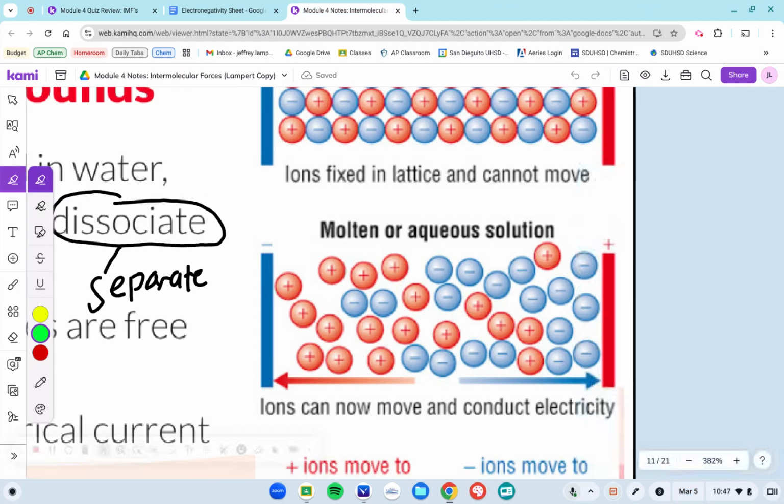Now, if I was going to get a little bit more detailed here, I'd also want to add in some of these positives and negatives, showing that the negatives are flowing towards the positive and the positives are flowing towards the negative.